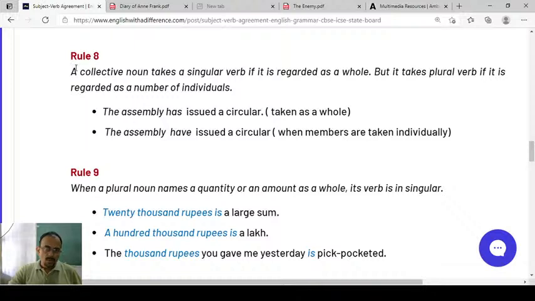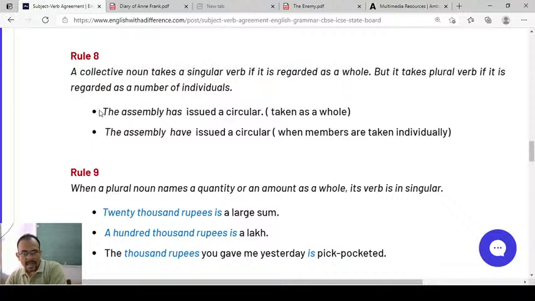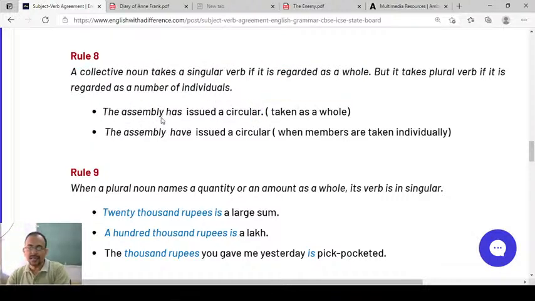See, dear student, when a collective noun is regarded as a whole, it takes a singular verb. For example, the assembly has issued a circular, or the committee has issued a circular. A committee consists of many people, dear students.